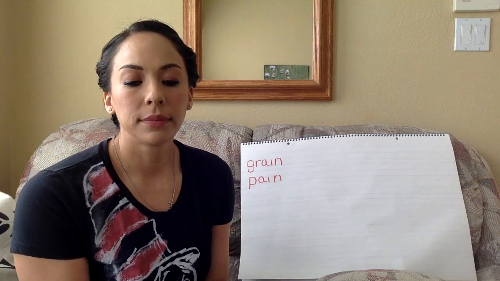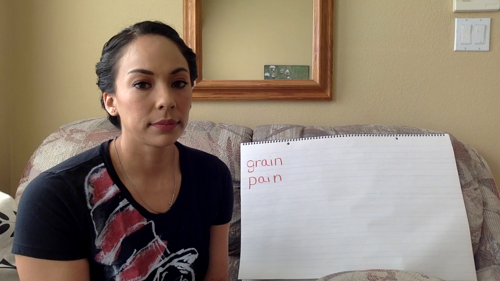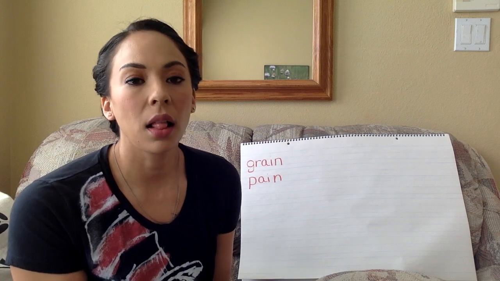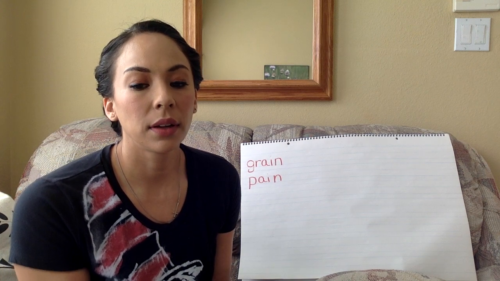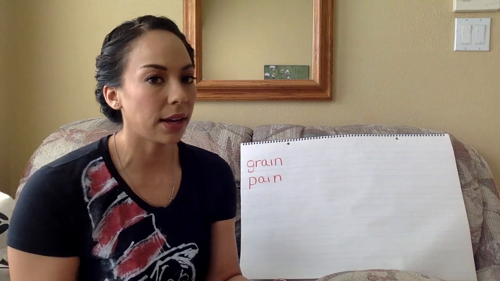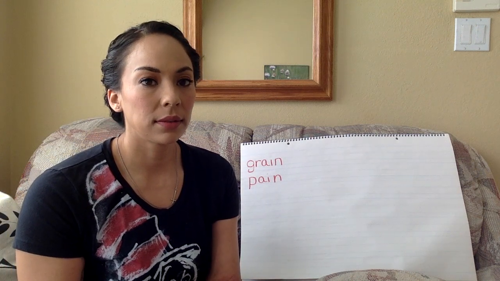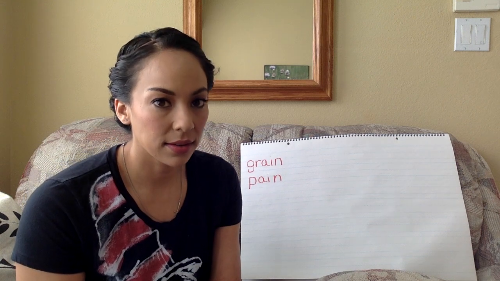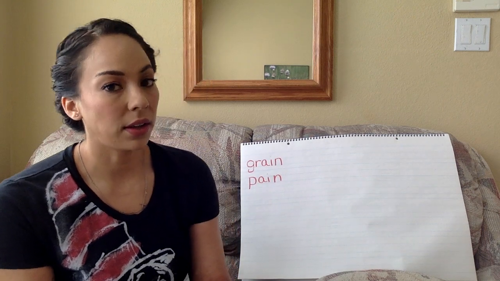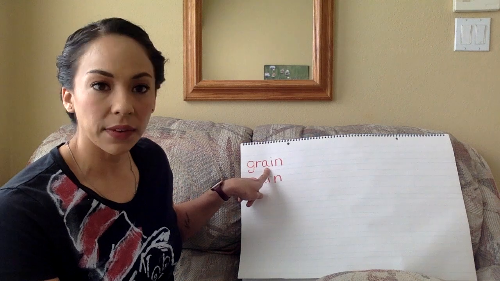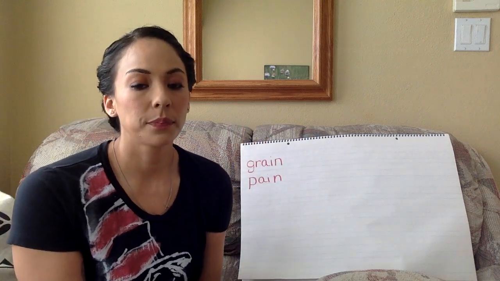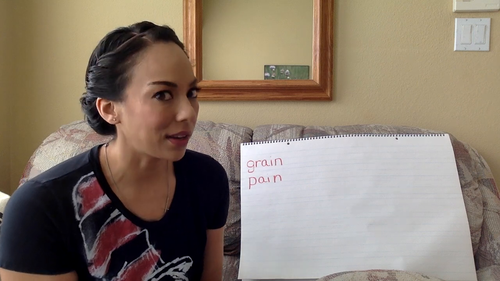P. Okay. O. Okay, and this is the last sound, okay? Here's the last sound. Think about it. A. I'll give you a hint. It's not this vowel team, but it is two letters. Okay? A at the end of a word.